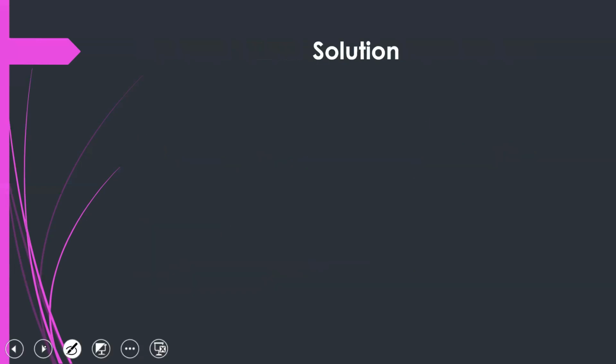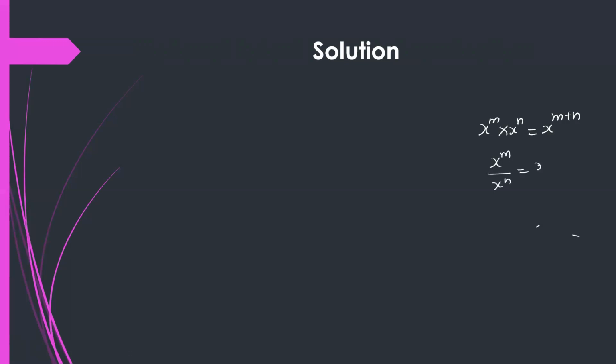Now we know a few formulas already, which we have done in our previous classes. We know that x to the power m multiplied by x to the power n, when the base is same, powers are added. This gives you x to the power m plus n. If you have x to the power m over x to the power n, the result is going to be x to the power m minus n. And if you have x to the power m whole to the power n, the answer is going to be x to the power mn. Now, these three formulas I'm going to use in my question.